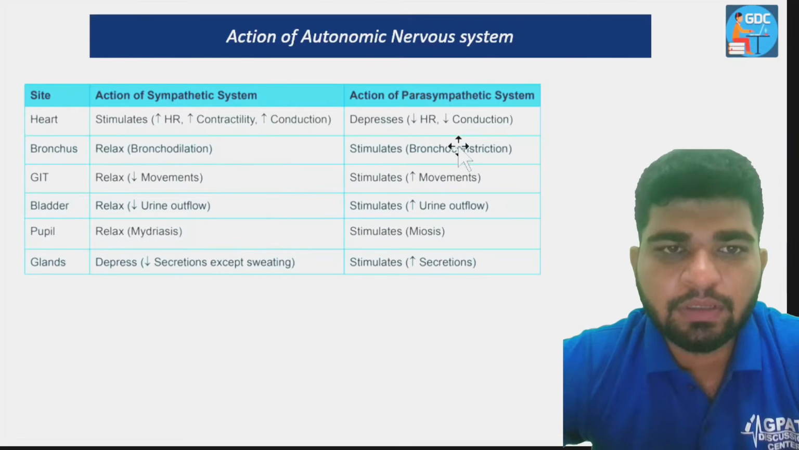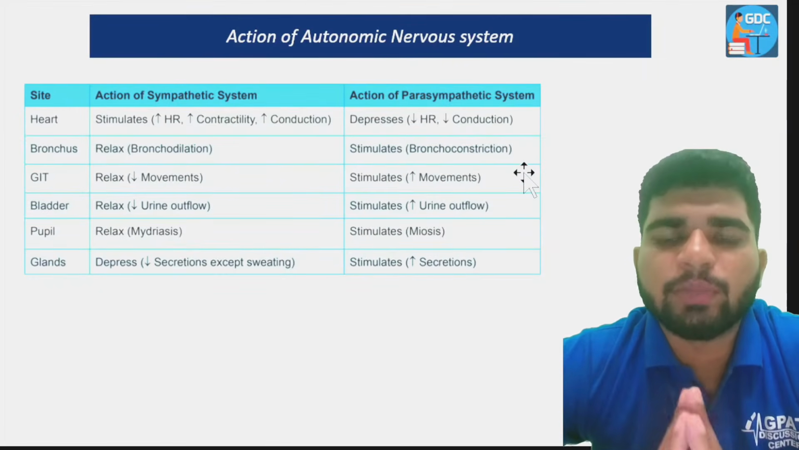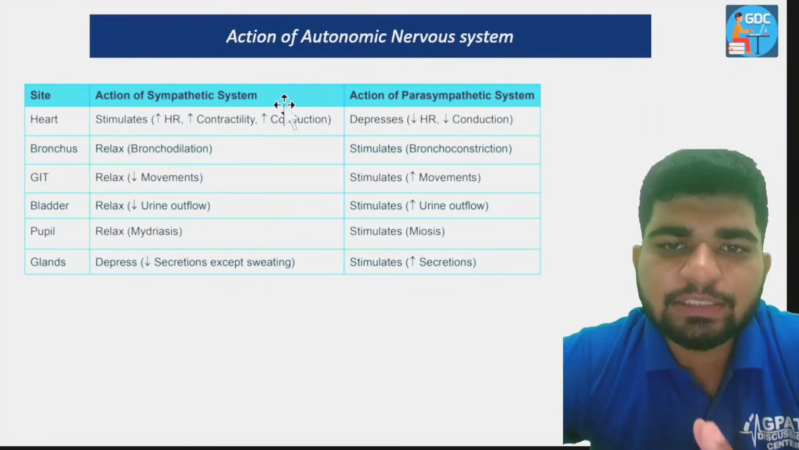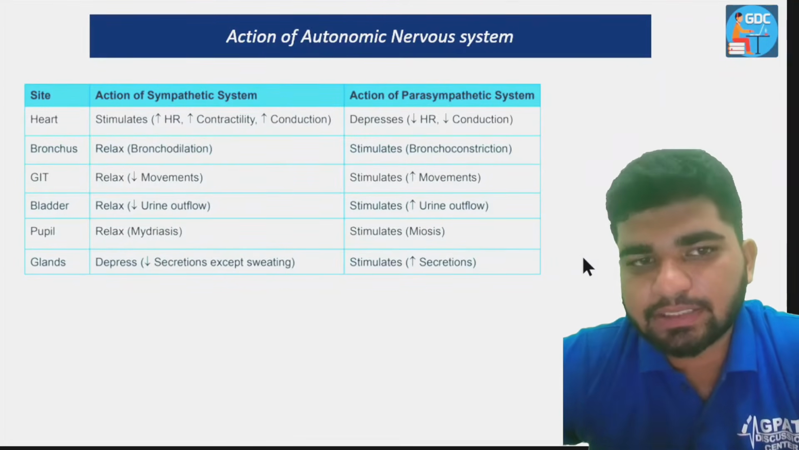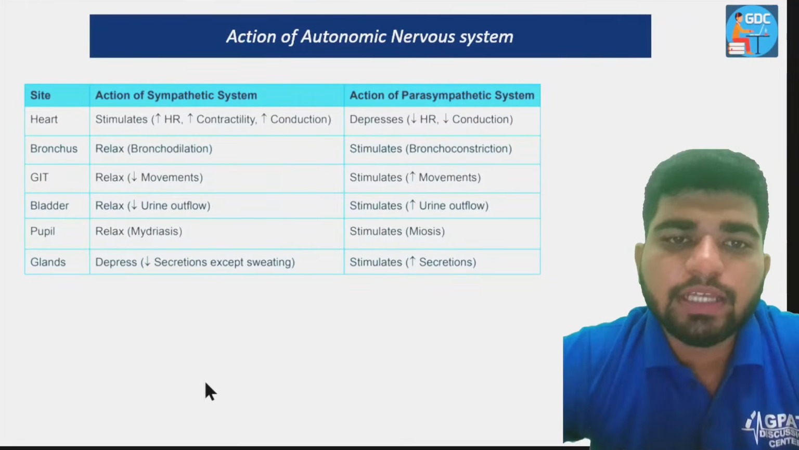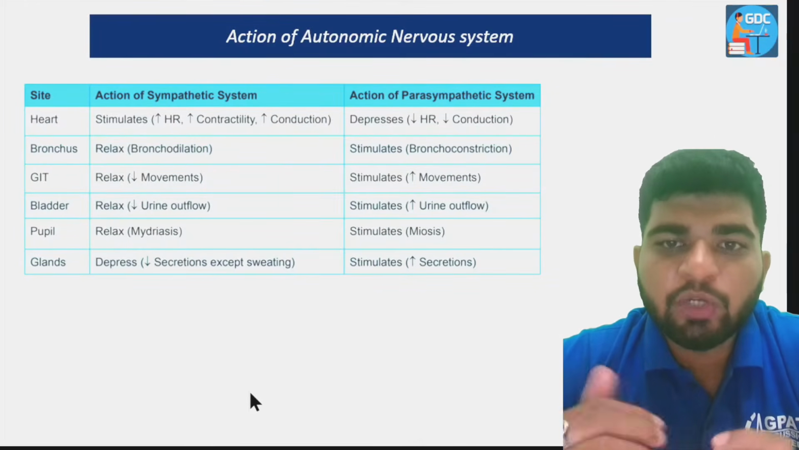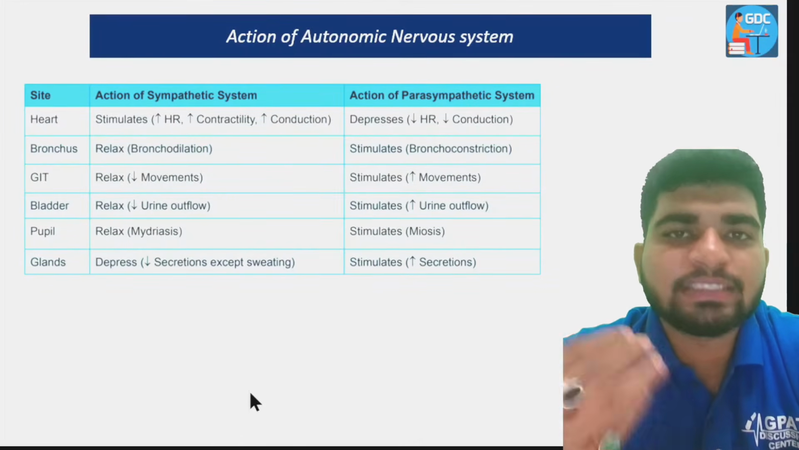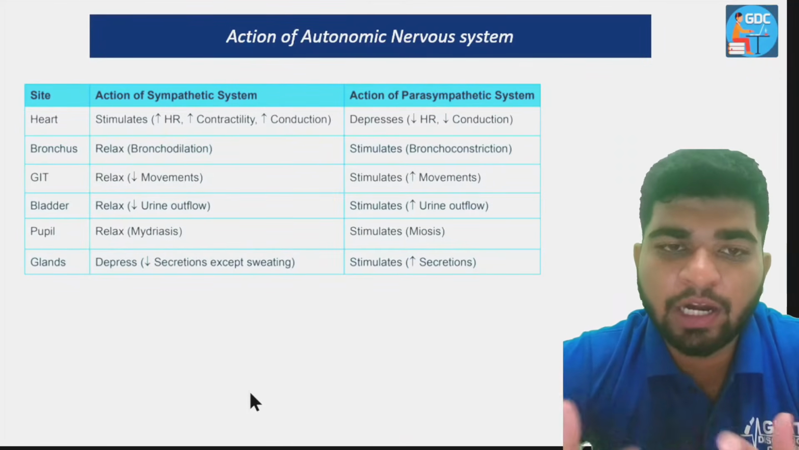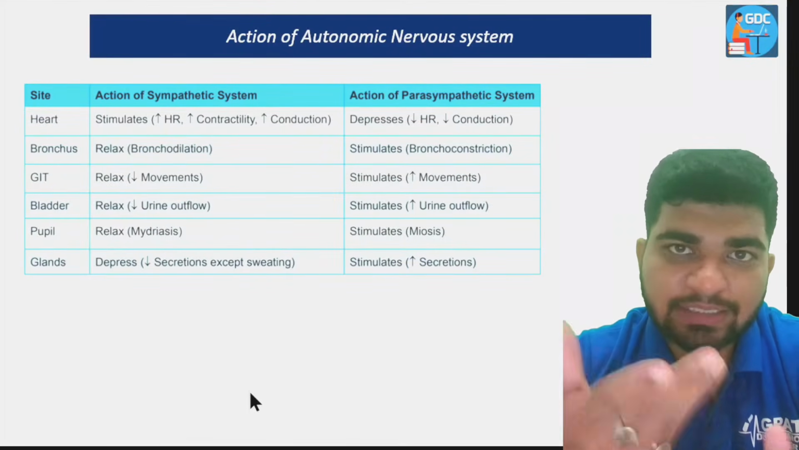Now there are some actions of the autonomic nervous system. Let's discuss what the actions of the sympathetic and parasympathetic systems are. In the case of the heart, that is heartbeat, what will the sympathetic system do? It will increase the heart rate, because you will be in stress, in an emergency condition. Your heart rate will ultimately be increased.